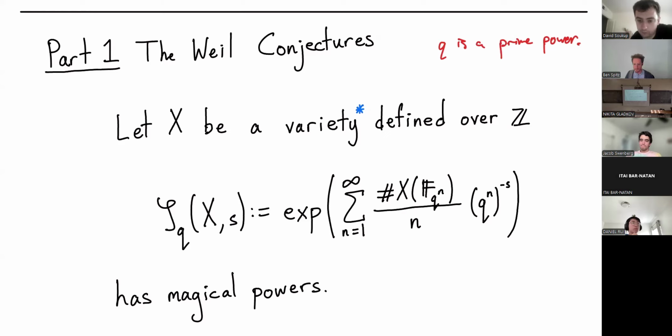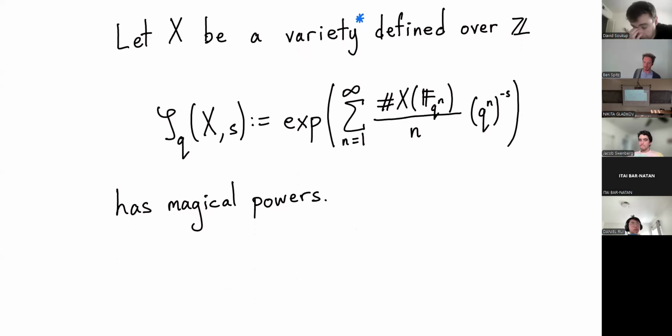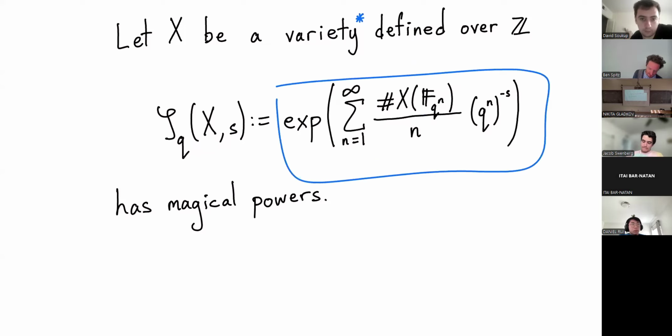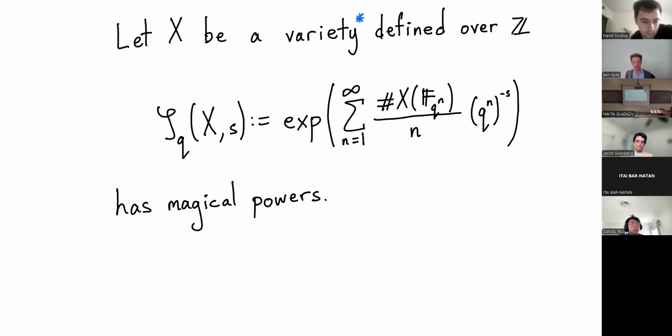Okay. So you can just sort of make this definition. You can look at all these numbers and make this formal power series and think about the exponential of that guy and wonder, does this converge? For which values of s in the complex plane does this series converge? It's some kind of series involving a complex number s. And it turns out it converges a lot of the time.